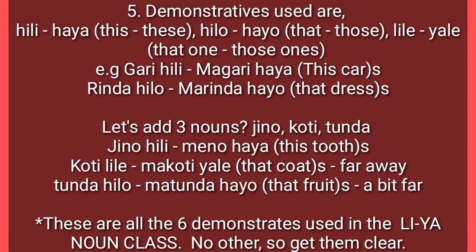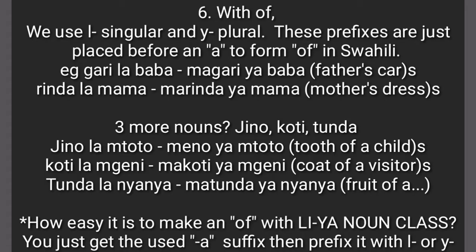Let's add 3 noun classes: jino, koti, and tunda. Jino is a tooth, plural meno. Koti, a coat. Tunda, a fruit. So let's go to formation of "of" in Swahili.